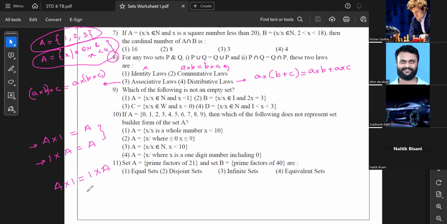Okay, understood. So, sir, the above given statement and this is the same only, right? A into 1 is equal to 1 into A. So, it's one and the same, because you know what a commutative law is. You know that they are the same. So what if you did not know?